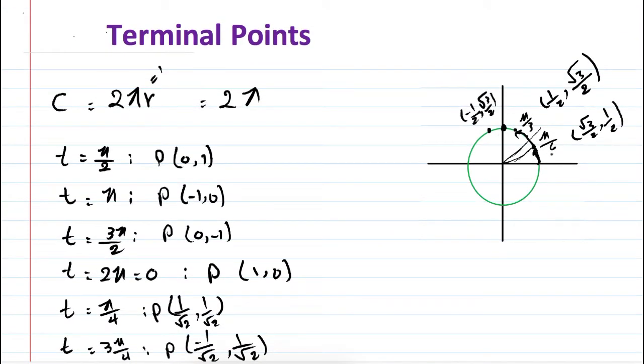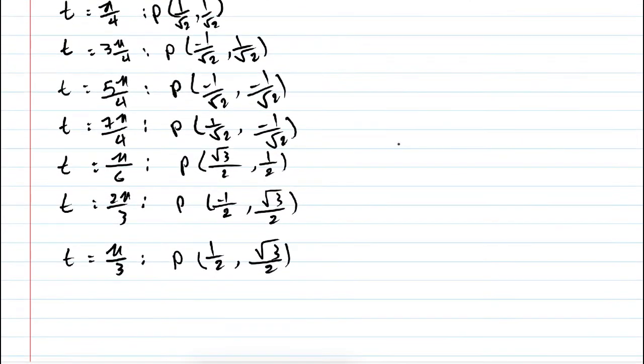4 times pi over 6 will get me here. 5 times pi over 6 will get me here. So 5 pi over 6 will be here, and its terminal point will be exactly the same as what we have right here, however reflected around the y-axis. If I reflect a point around the y-axis, the x of it will be negative. So it will be negative the square root of 3 over 2 and 1 over 2. For t equaling 5 pi over 6, I have P to be negative square root of 3 over 2 and 1 over 2.